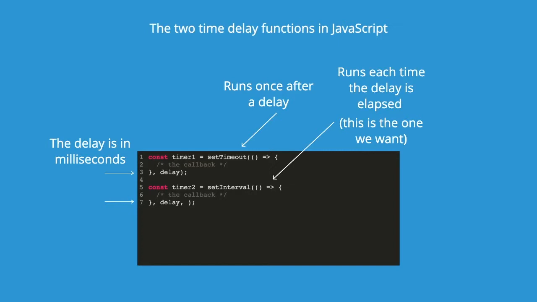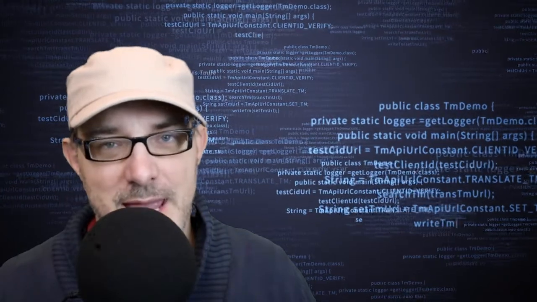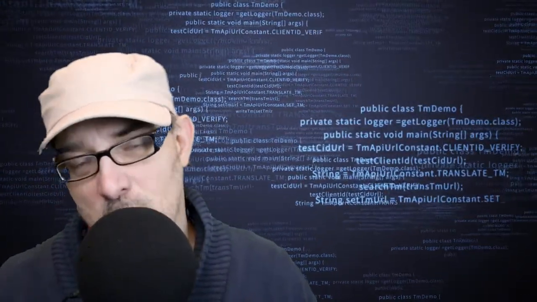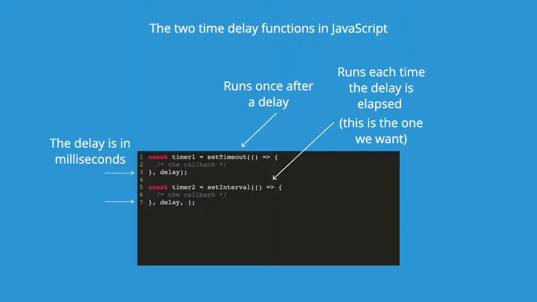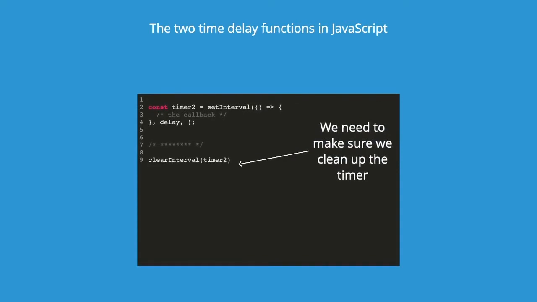What's important to note also is that both of these functions have a delay variable, which allows us to specify how much time should pass before we call the function, and that delay is expressed in milliseconds. So for our ticking seconds, we're going to have a delay of 1,000. 1,000 milliseconds is 1 second. Another thing to note is that we need to make sure we clean up after ourselves and that we clear the timer. So for an interval timer, it's clearInterval. For a timeout, it's clearTimeout.